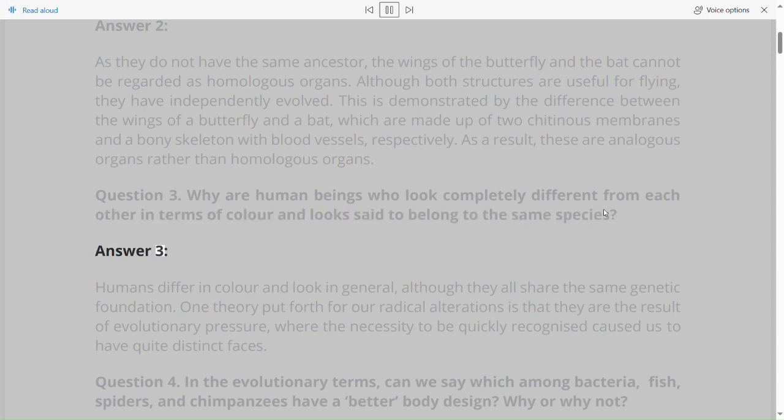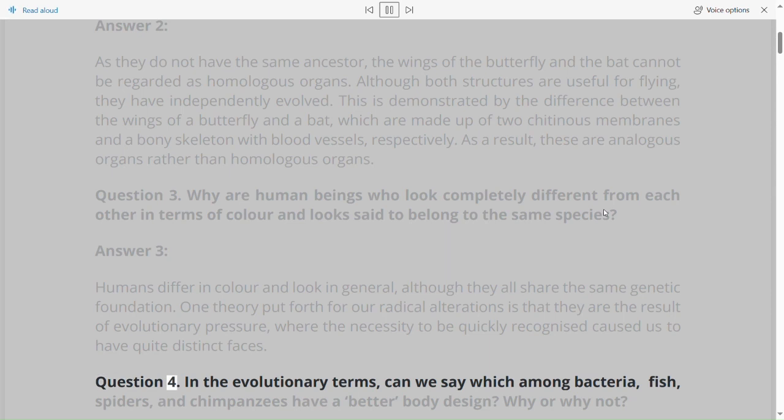Answer 3. Humans differ in color and look in general, although they all share the same genetic foundation. One theory put forth for our radical alterations is that they are the result of evolutionary pressure, where the necessity to be quickly recognized caused us to have quite distinct faces.